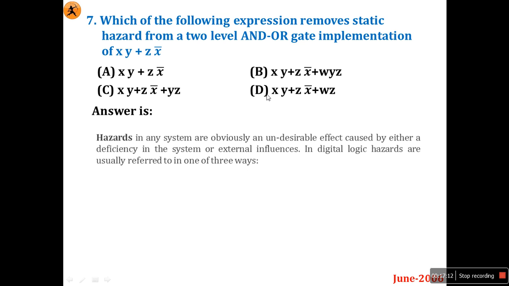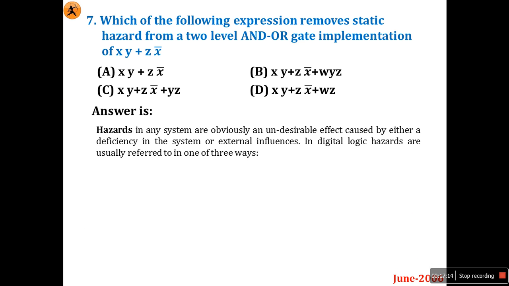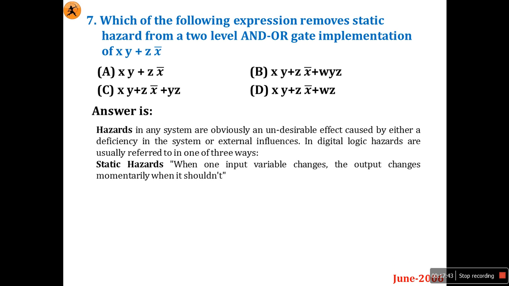What is a hazard? A hazard in any system is an undesirable effect caused by either a deficiency in the system or external influence. This is called a hazard. Digital logic hazards are usually referred to in one of 3 ways. There are 3 types of hazard. The first one is static hazard.